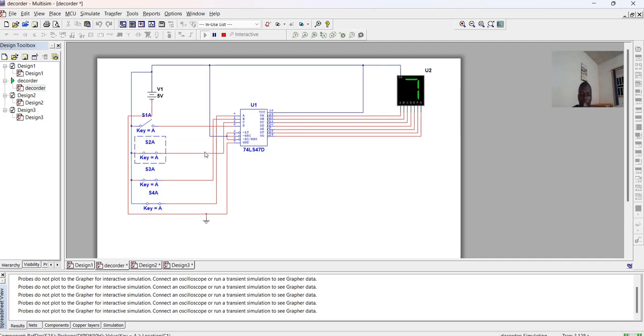So this is how a decoder can be used in 7-segment displays, to convert the binary bits into decimal so that you have a BCD conversion on the 7-segment display.